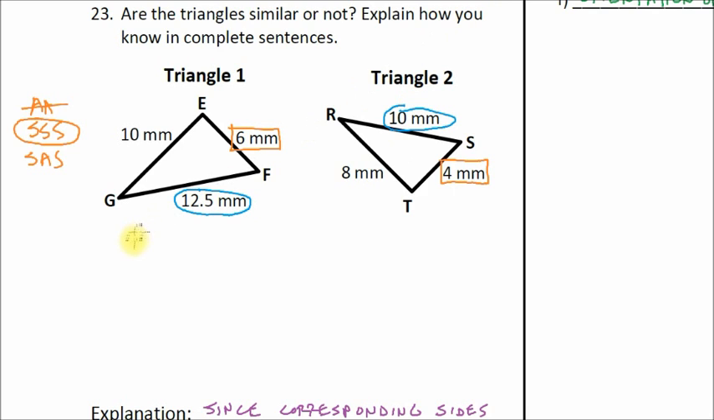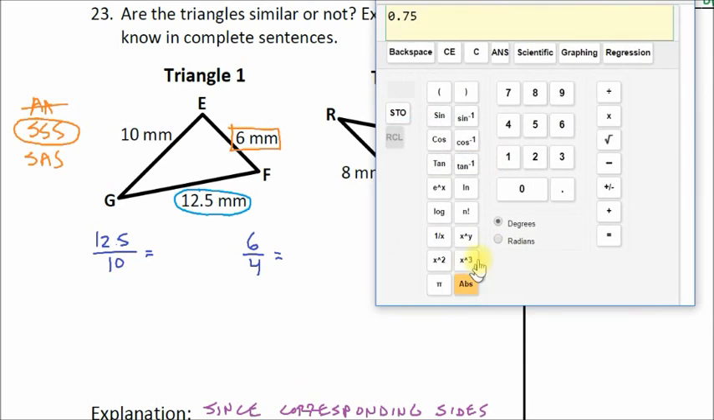All right, let's set up our ratios. We're going to check 12.5 divided by, there's our other big one, 10. We're going to check 6 divided by 4. Remember, once I pick this triangle as the top, I got to use that same triangle on the top of every one. And then I'm going to go back to this one. My other ratio is my corresponding side in the middle. That's 10 over 8.